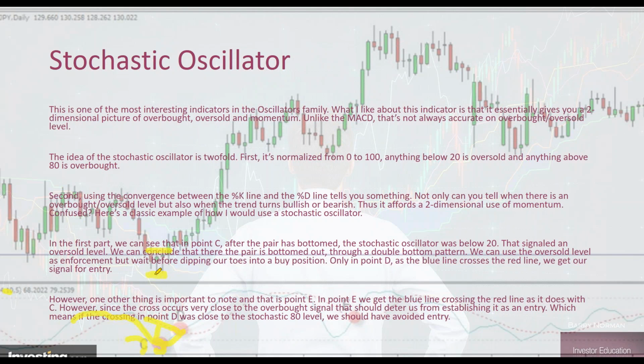And again, we're using other interpretation, but then what happened to the marketplace? However, one thing important to note is that at point E, which is all the way out here, we get a blue line crossing the red line as it does with C. Since the crossover occurs very close to the overbought and oversold, that should deter us from establishing it as an entry point. So let me get my markings up here so you can see a little better. I'm sorry, I shouldn't have put this in the background.